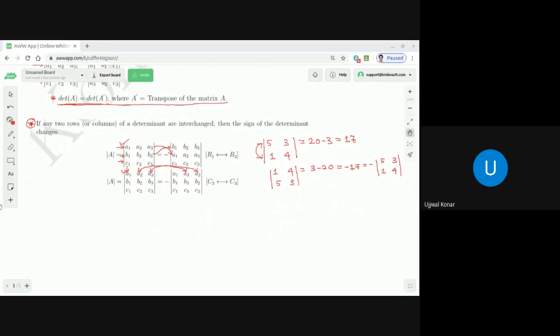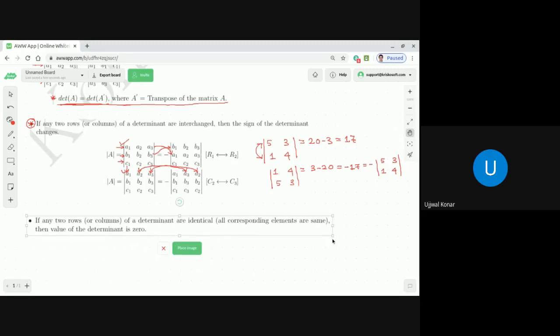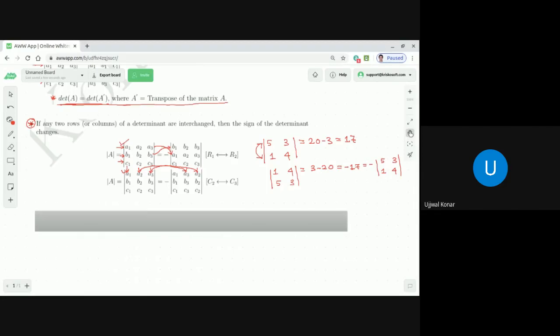Now let's look at the third property. The third property says that if any two rows or columns of a determinant are identical, that means all the corresponding elements are the same, then the value of the determinant is 0. So let me give you an example. Suppose we have a 4 by 4 determinant, and the assignment is that we need to find the value of that 4 by 4 determinant.